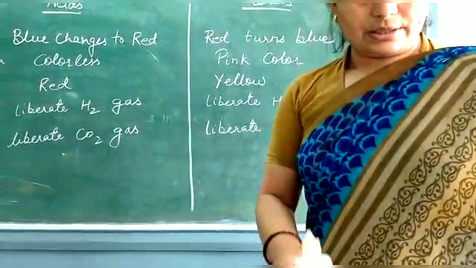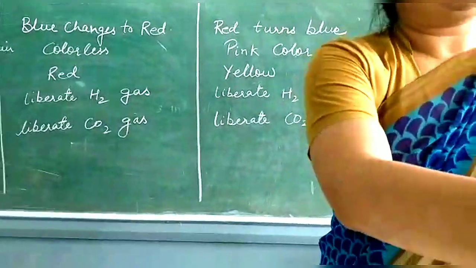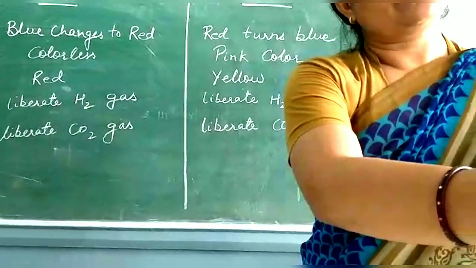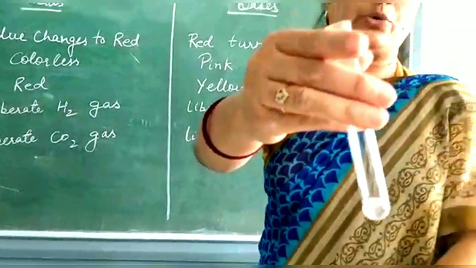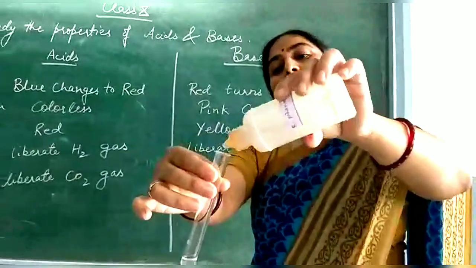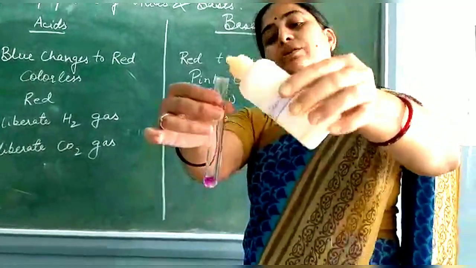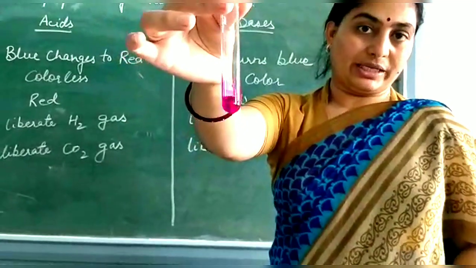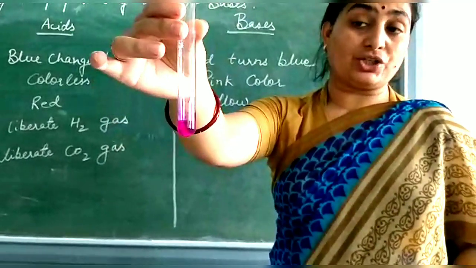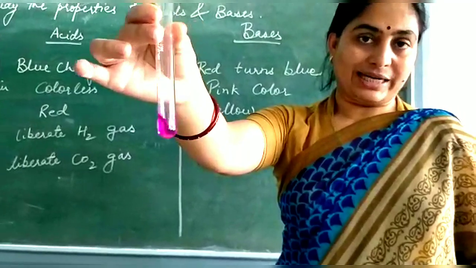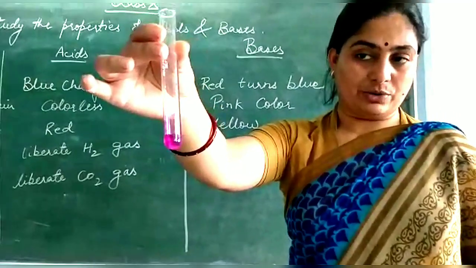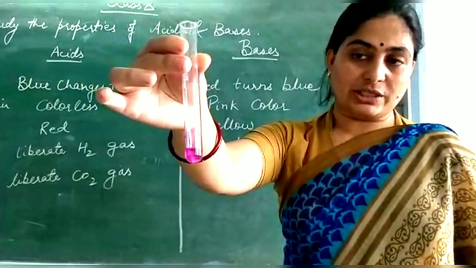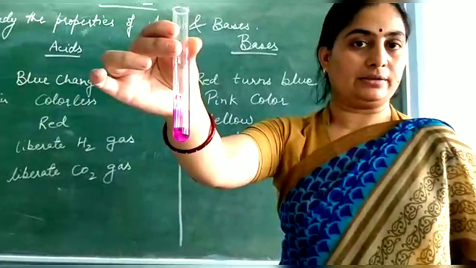Now I'll take some base in a test tube. I've taken a small amount of base and then add a drop of phenolphthalein to it. Once I add a drop of phenolphthalein, you can easily observe that it changes to pink color. So a clear observation has been found that this base turns pink with phenolphthalein.